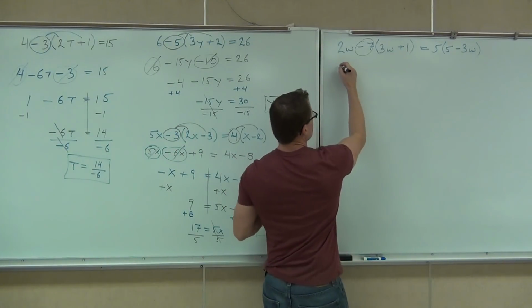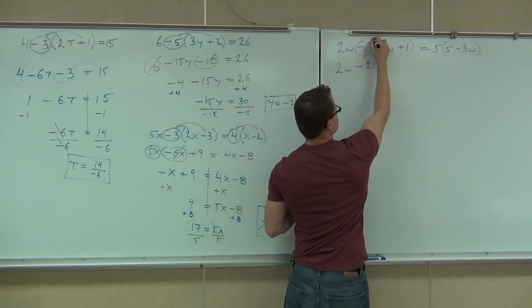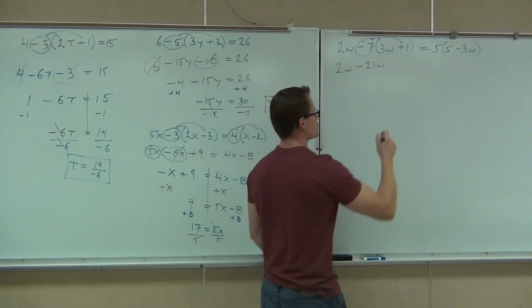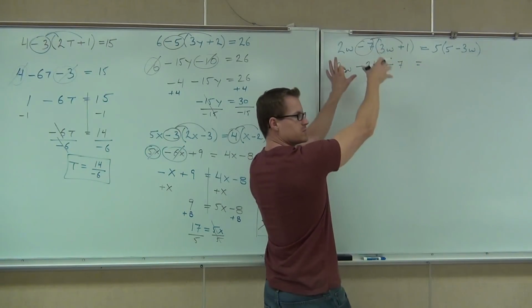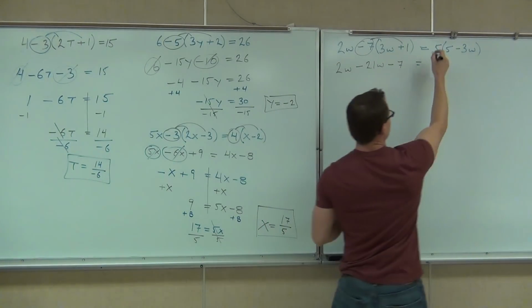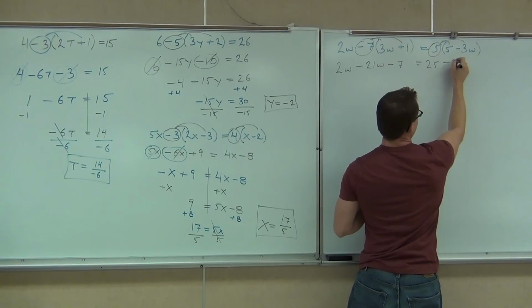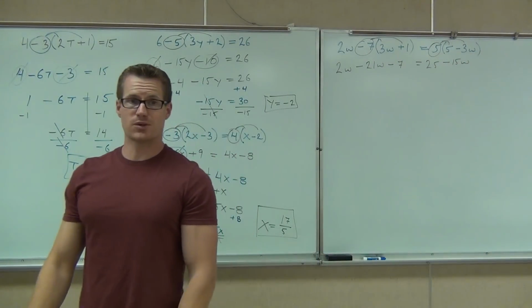So when we do, we'll get 2w for sure. We'll have the minus 21w. And then we'll have, is that plus 7 or minus 7? Minus 7. Good, you guys are really catching on to that. So distribution done on the left-hand side. On the right-hand side, we're distributing 5. We need to be getting 25, and then minus 15w. That's right. So far, so good?